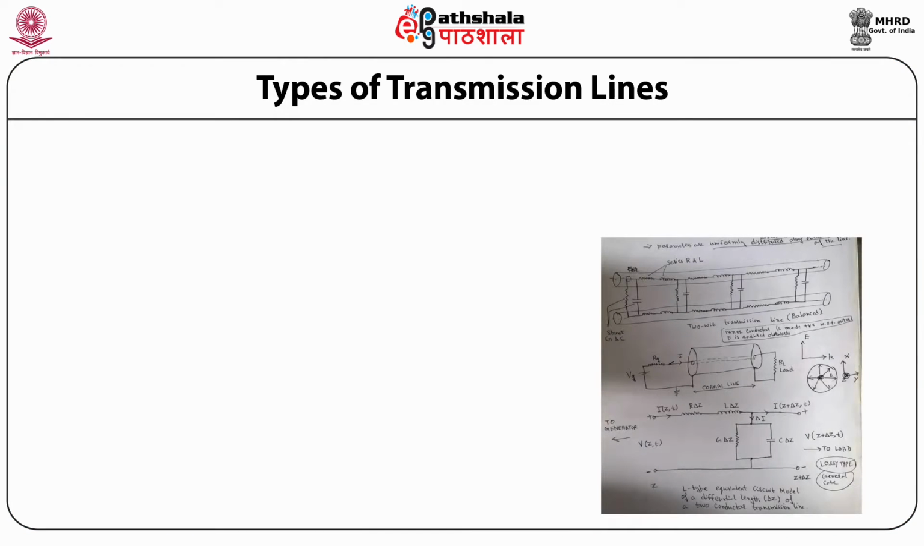So the interrelationship leads to the wave equation for V and I along an ideal lossless transmission line, R equal to 0 and G equal to 0. So let us now discuss the transmission line parameters.